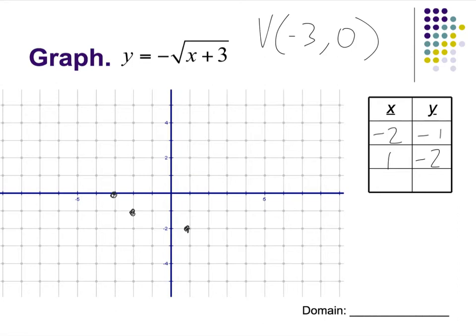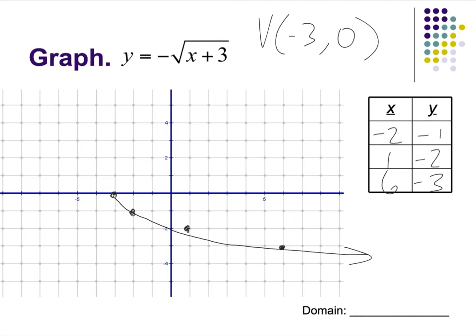What's my next perfect square? Well, that's 9. So I'm going to have 6 going in for my x. 6 plus 3 is 9. The square root of 9 is 3. Make it negative because of the negative out in front. And I get 6, negative 3. There we go. Connect the dots.